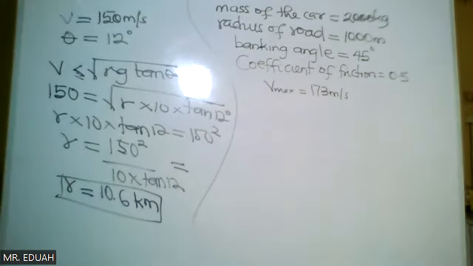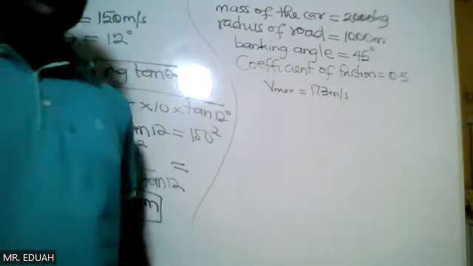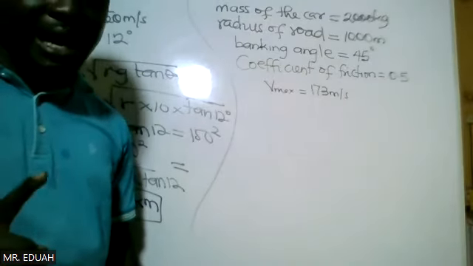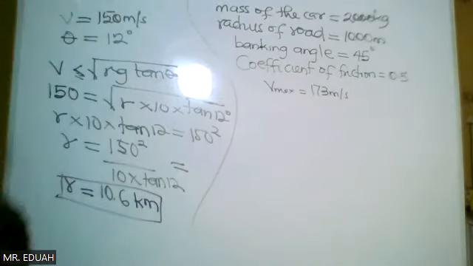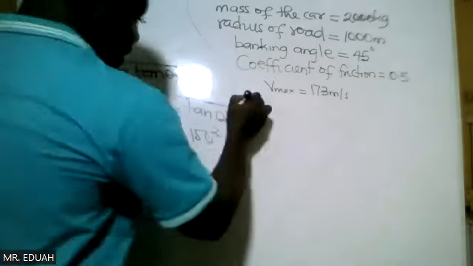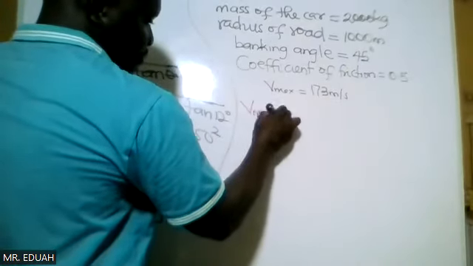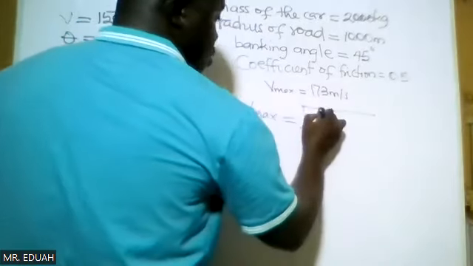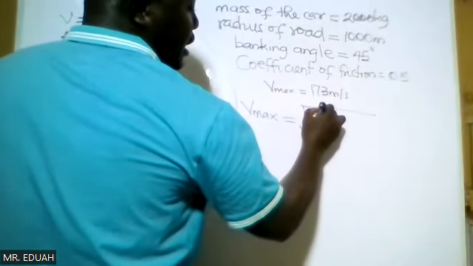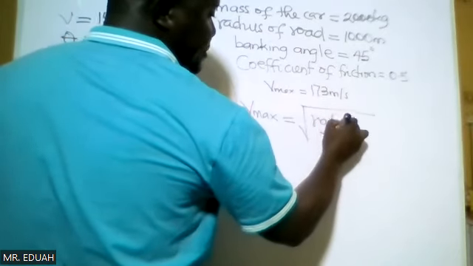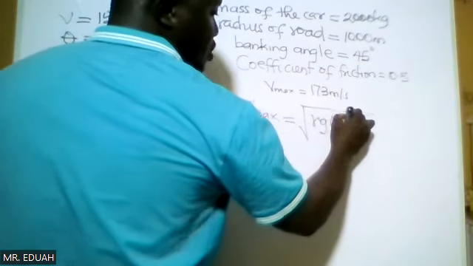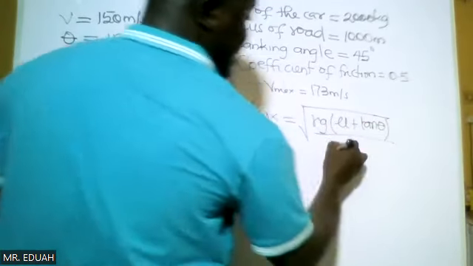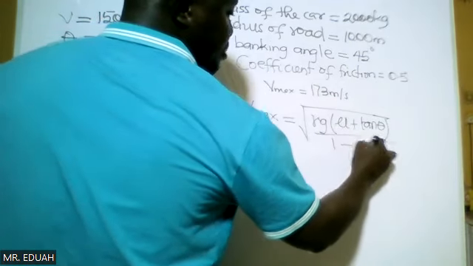All right, so this is a typical question on banking of roads, but here we are considering friction as well. So for a banked road, if you are considering friction, the maximum velocity or speed is given by the square root of rg times (mu plus tan theta) all divided by (1 minus mu tan theta).